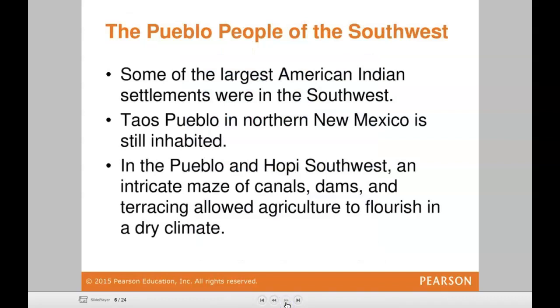The Pueblo people of the Southwest. Some of the largest American Indian settlements were in the Southwest. Taos Pueblo in northern New Mexico is still inhabited by these native indigenous populations. In the Pueblo and Hopi Southwest, an intricate maze of canals, dams, and terracing allowed agriculture to flourish in a dry climate. Agriculture is key, and with the invention of tools, and of course the betterment of tools over time, these native indigenous populations were able to thrive and survive.